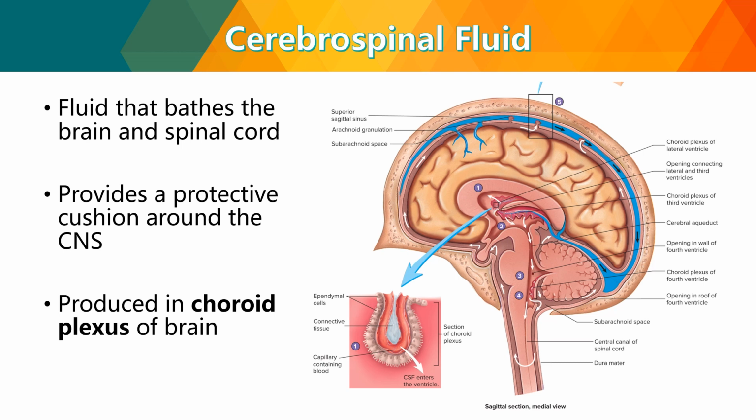Next, you have your cerebrospinal fluid. So this is the fluid that bathes the brain and the spinal cord. It provides a protective cushion around the CNS, and it is produced in the choroid plexus of the brain. Okay?